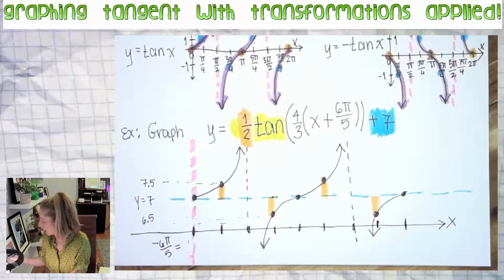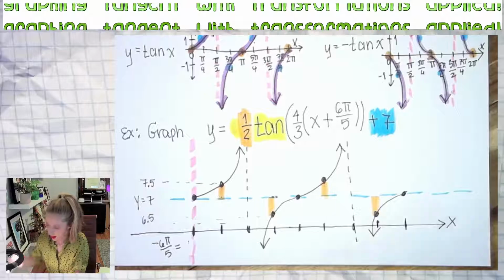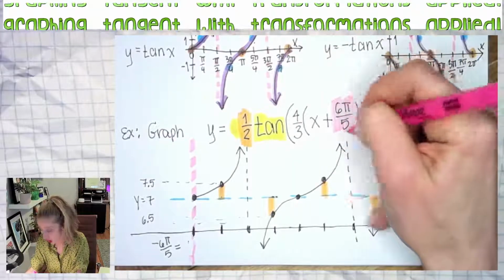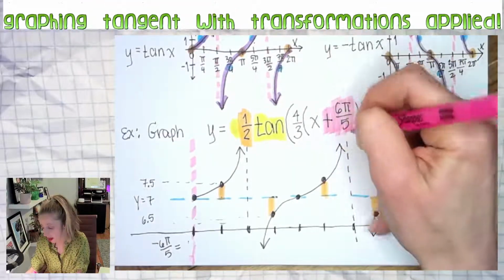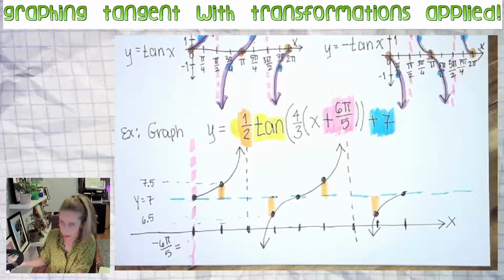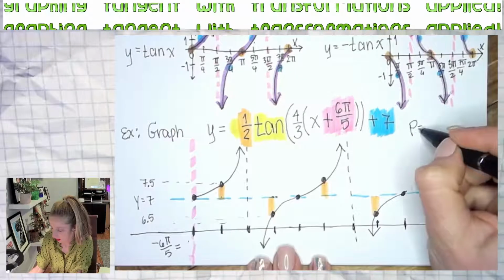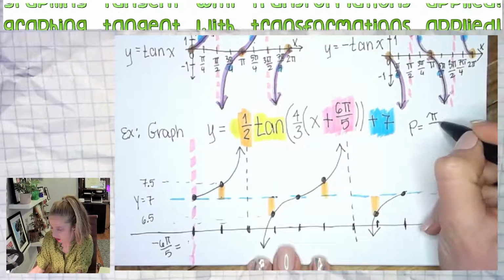That was taken care of. What color did I do? Oh, pink. Now the 4/3. 4/3 is the b value. Remember, when you tan, you're going to cut back on the pi. So the period is pi over b.